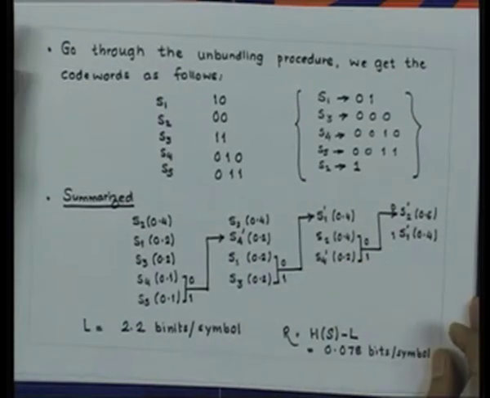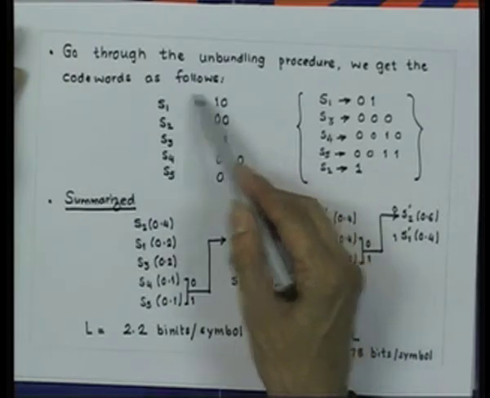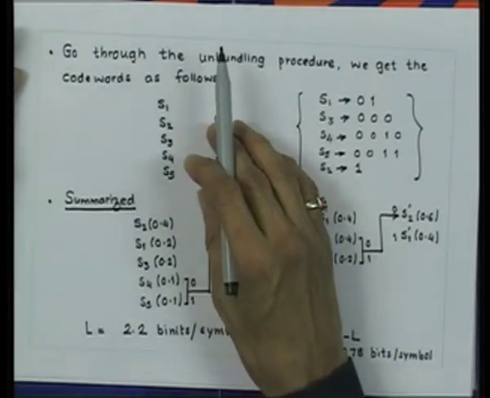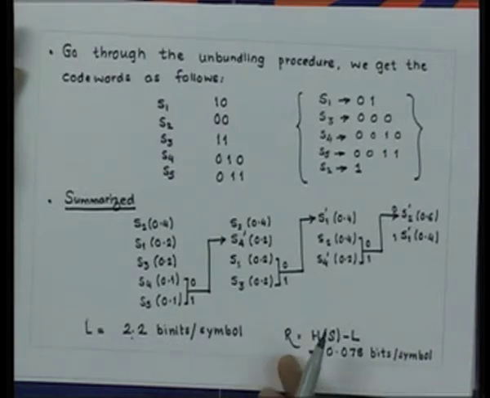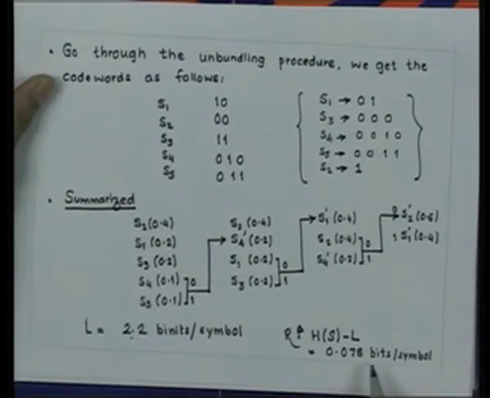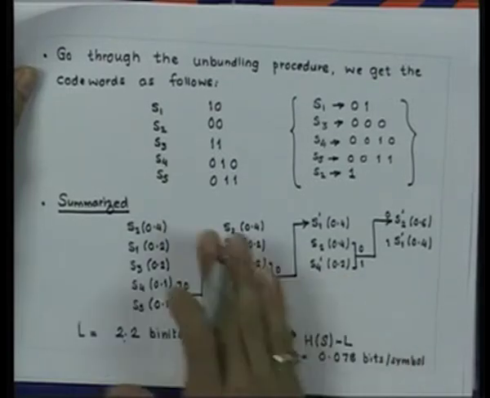Follow the unbundling procedure. Now if we calculate the average code length for this code which we have got, we will find that the average length turns out to be 2.2 bits per symbol, and the redundancy, which is defined as entropy minus the average length for the code, turns out to be 0.078 bits per symbol. So the code which we have designed today and the code which we had designed in the last class both have the same average length and the same redundancy.